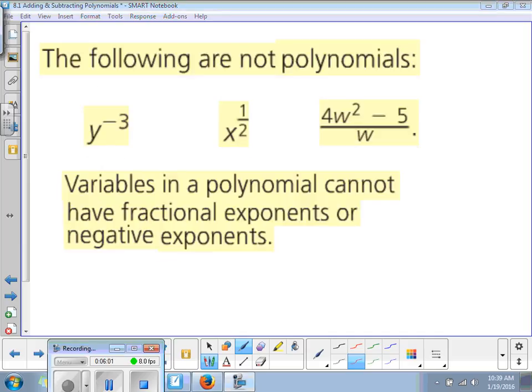So the following are not polynomials. Okay? We have y to the negative 3, x to the 1/2, and 4w squared minus 5 over w. All of those are not polynomials. The reason why the first one is not? Negative exponent. Very good. How about the second one? Why is that not a polynomial? Fractional exponent, right?